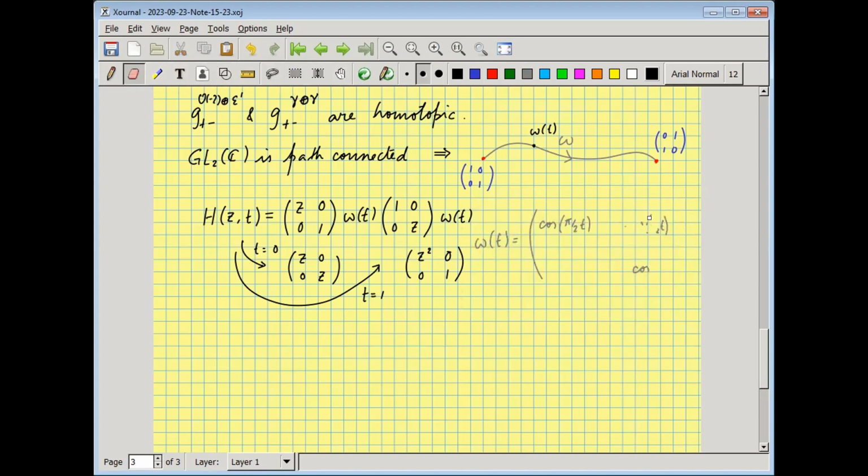Okay, sorry. Is this readable, what I'm writing?